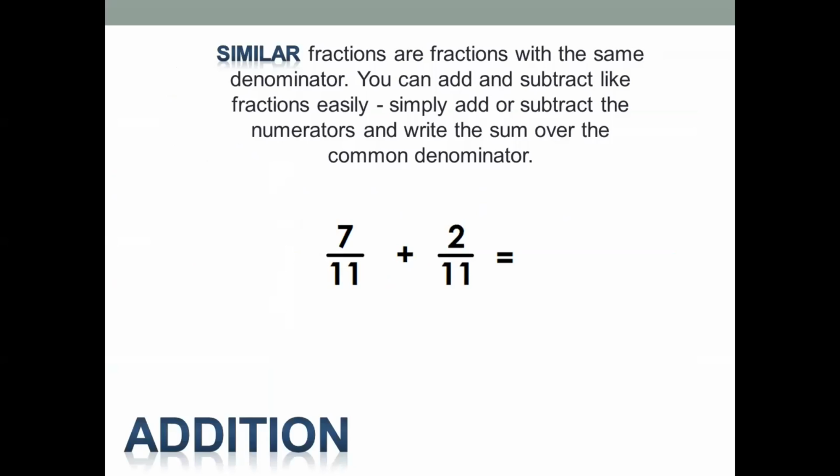Okay, so as you can see, our first example is similar fractions. We have the same denominator, which is 11. So we can directly copy the denominator 11. Then look at our numerators, 7 and 2. So we can directly add those numerators. 7 plus 2 equals 9.